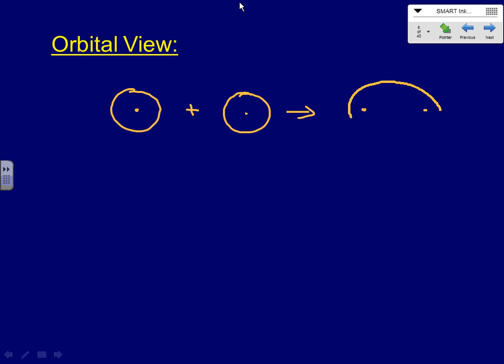When you have those overlap, you end up with a situation that looks like this, where you've got a larger probability of finding the electrons in between. All right? And when I start drawing other orbital views, I'm going to draw it like this. Okay, so they're actually overlapping. And in that overlap space, I like to put the little sigma to represent the fact that we've got a sigma bond there.